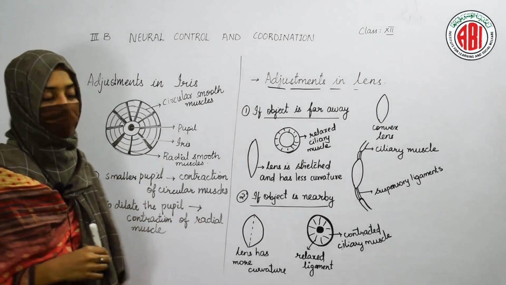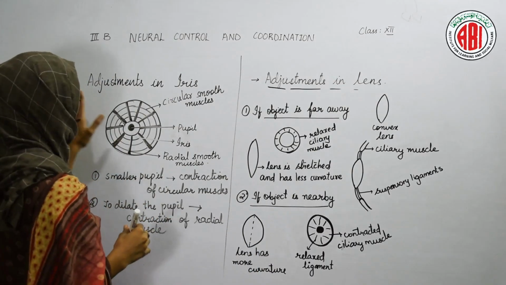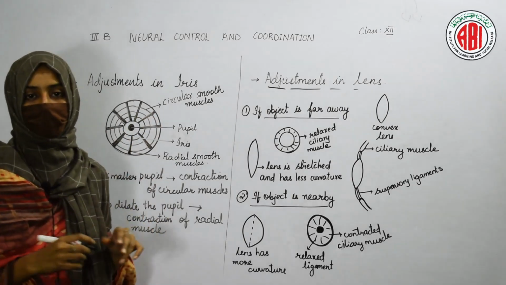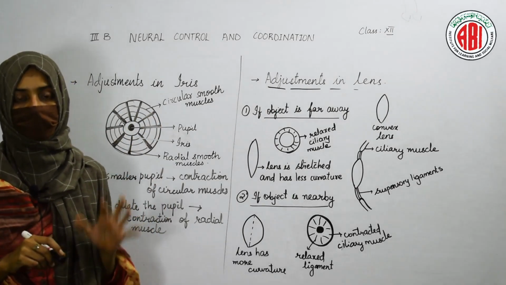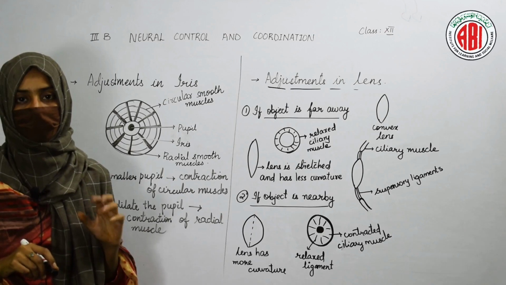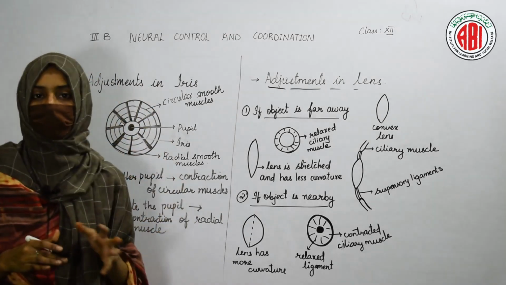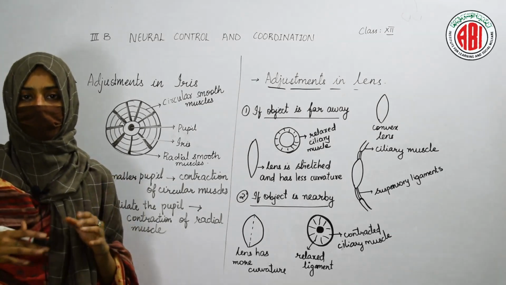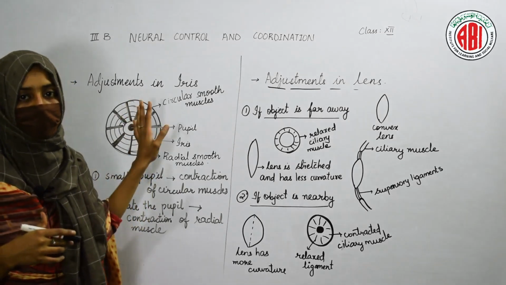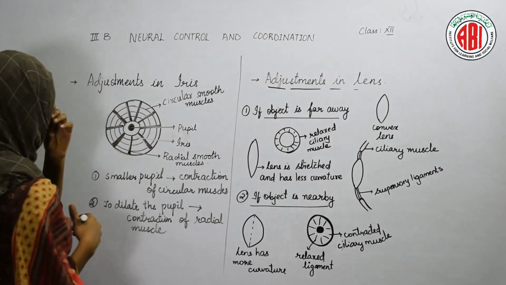Let us move to the next topic, and our next topic is adjustments in the iris. We know that the colored ball that we see from outside our eye is called the iris. So, what happens to the iris due to the visualization of different objects? Let us see that.